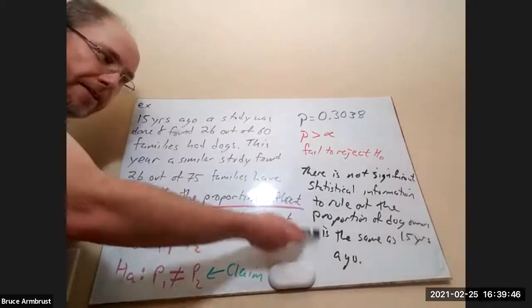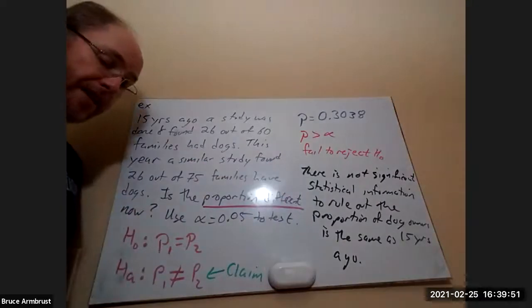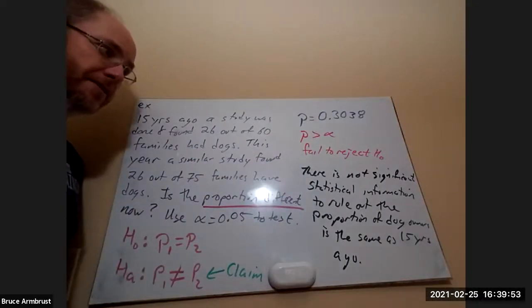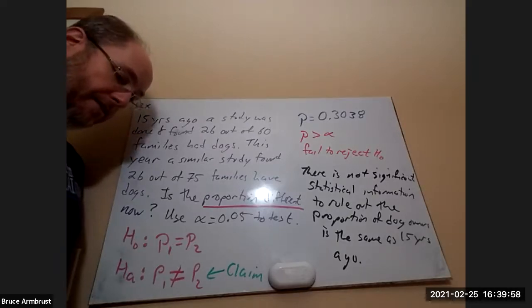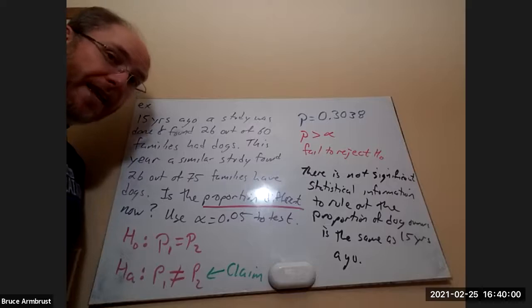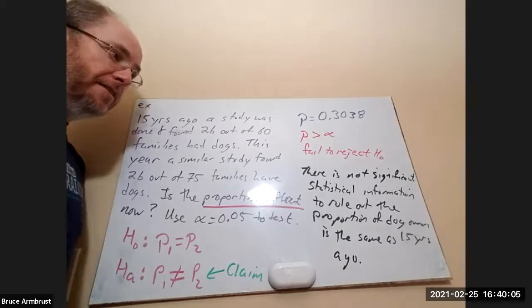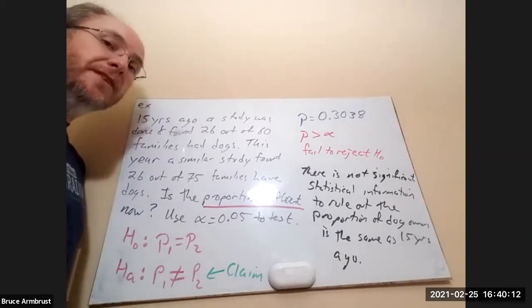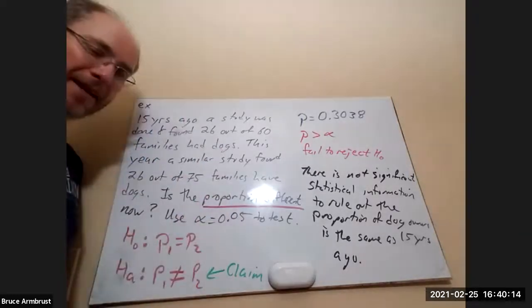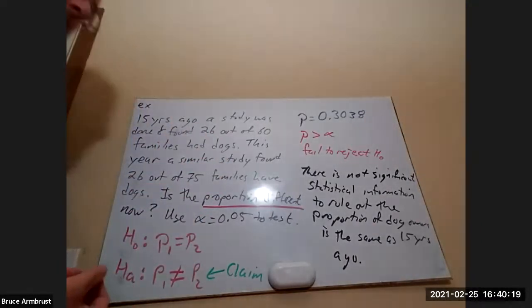So a fail to reject always sounds like this. If this had been a reject, I would have said, there is significant statistical information to reject the idea that the proportions are the same, and therefore, I'm confident at the 5% level that they're different. So again, same thing from top to bottom. We follow the exact same ideas.